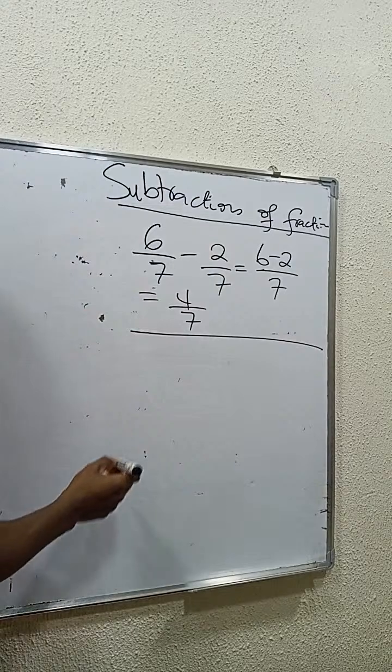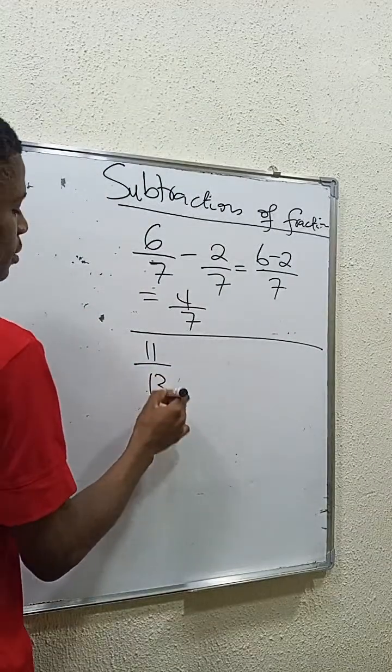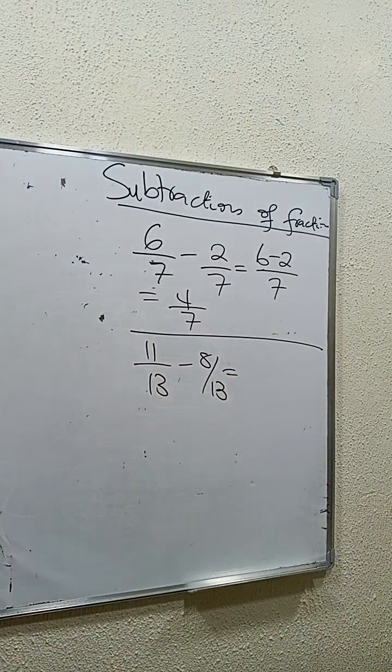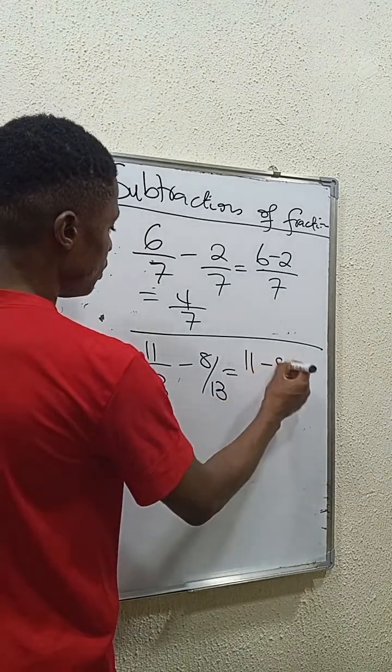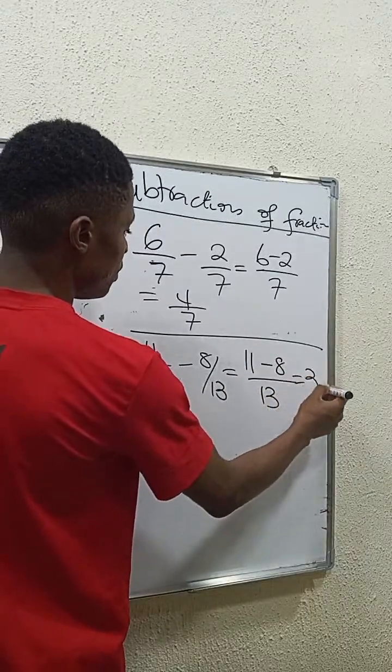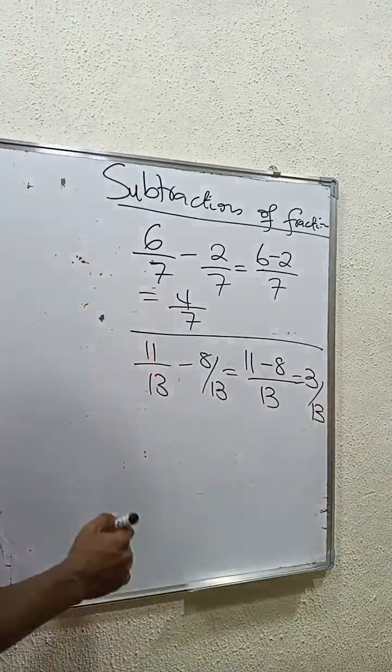Good. We have 11 over 13 minus 8 over 13. In subtraction of fractions, all you need to do is subtract. You notice that the denominators are the same, so all you have to do is subtract the numerators. You have 11 minus 8 over 13. 11 minus 8 is 3. You have it as 3 over 13.